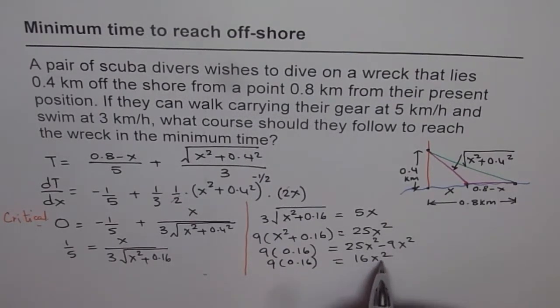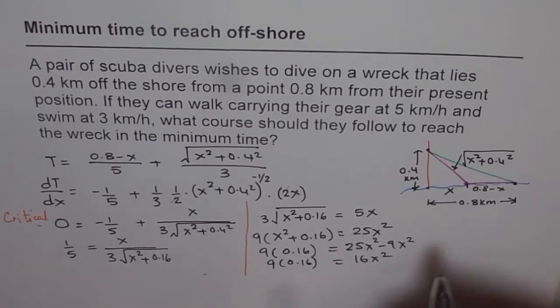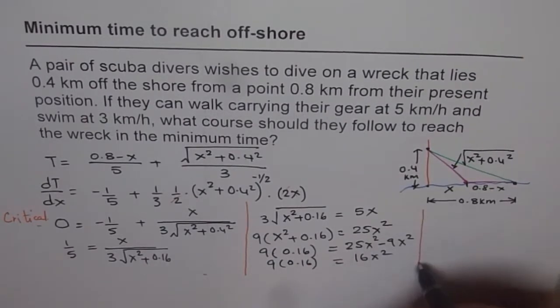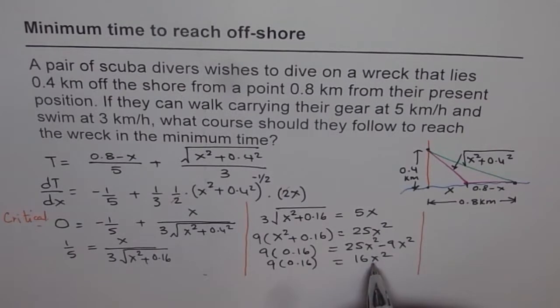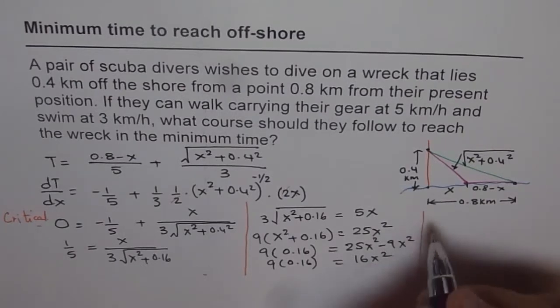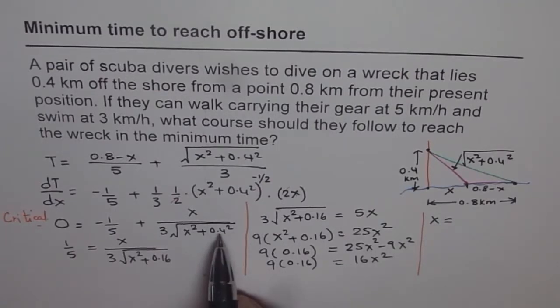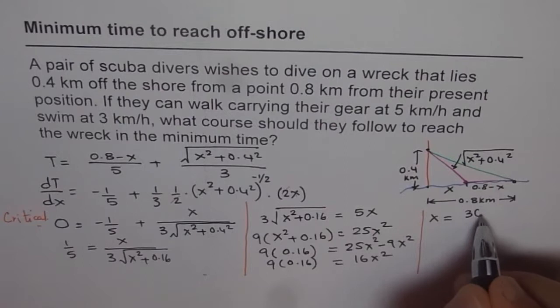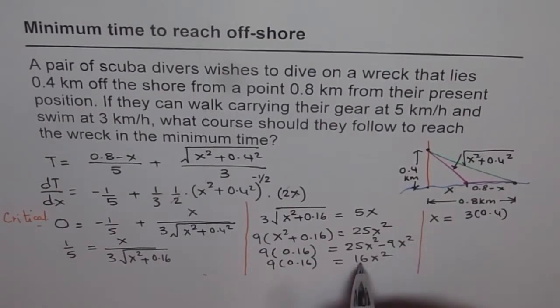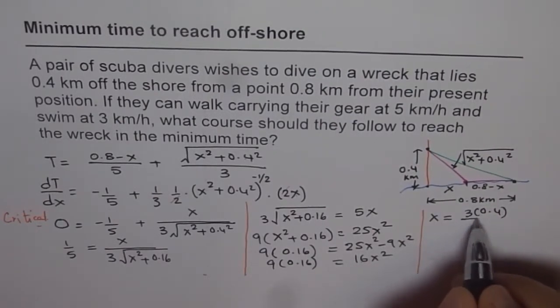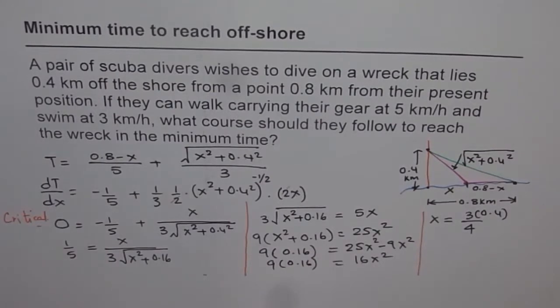Now let's square root and divide by 16, correct? So let me move further. So when we square root, we get x on this side. Let me write x equals to square root of 9 is 3 and 0.16 is 0.4. So we get 3 times 0.4 and we divide by the square root of 16, which is 4. So that is the value of x, correct?